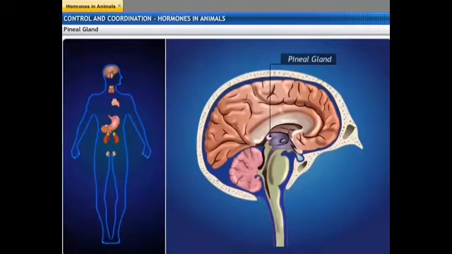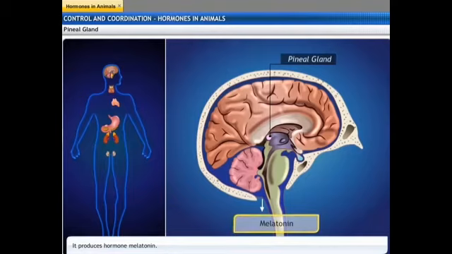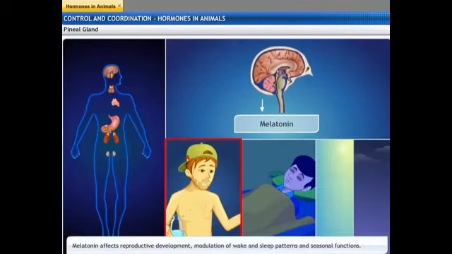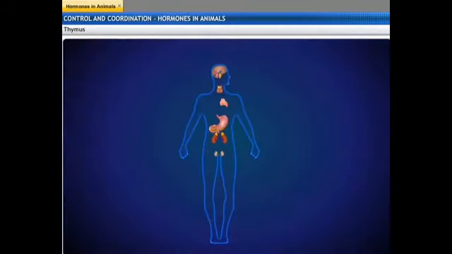Next one is the pineal gland. Here we can easily observe the location where it is basically located. It produces the hormone known as melatonin. Melatonin is responsible for the reproductive development, the modulation of the sleep-wake cycle, and the seasonal function, that is when to wake up and when to go to sleep. All these things are basically controlled by melatonin. Also, it is responsible for giving the skin color, that is the melanin pigment which is there.